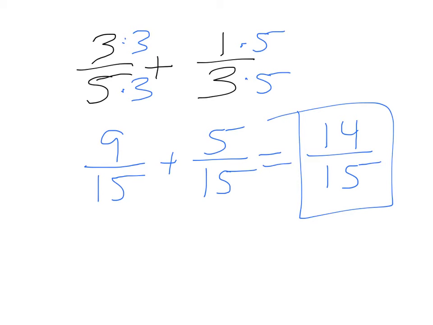Pretty simple. Now, you can do this. You know how to do this. It works for addition. It works for subtraction. I will tell you again, when you're doing mixed numbers, turn them into improper fractions first, especially with unlike denominators. It will make it a lot easier on you.